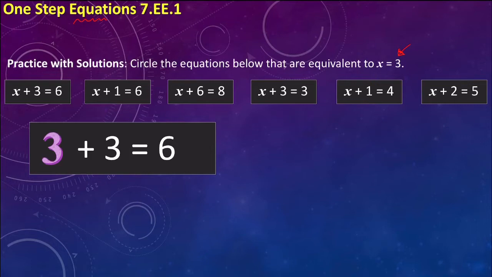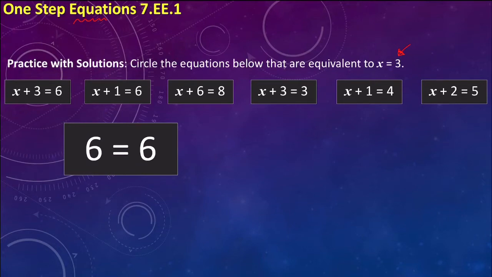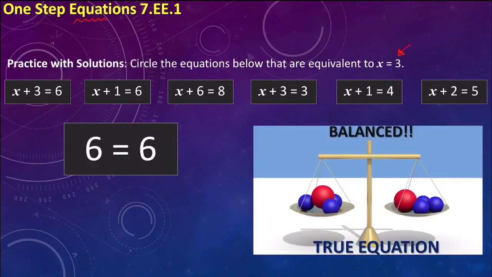Well, 3 plus 3 is 6. And so you've got 6 equals 6. And so that would be considered a balanced or a true equation. That's one way you like to put it. It's true. One side, the left side of the equation, equals the right side of the equation. The right side equals the left side.